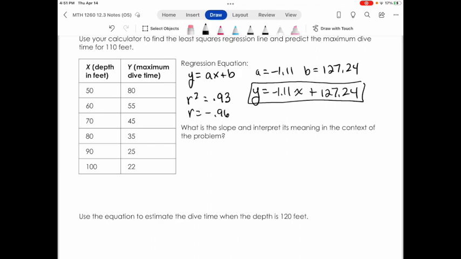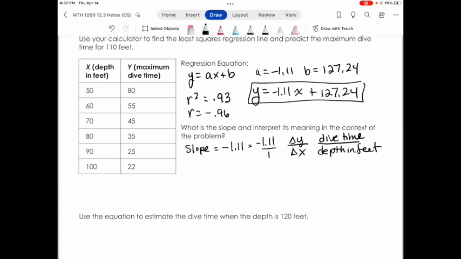So my slope is the number that's in front of my X. So my slope is negative 1.11, and we can rewrite that with a 1 underneath. Now this is a negative slope, so as one of the quantities decreases, the other one is going to increase. They're going in opposite directions. Now remember, the change in Y goes on the top, and in this case, the Y represents the dive time. My horizontal change is in the denominator, and my horizontal change is the depth in feet.